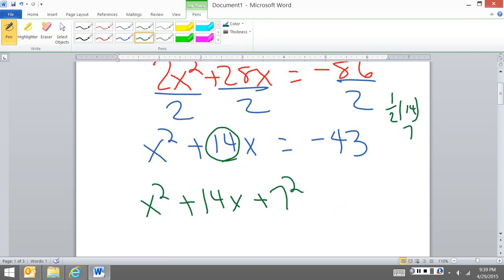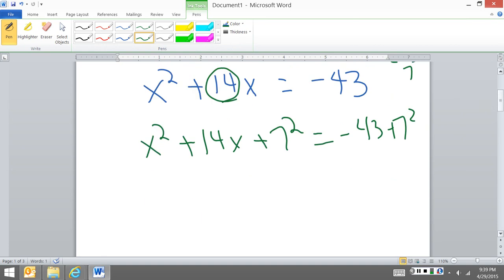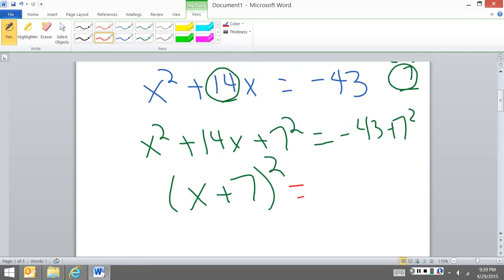Then this side always becomes x plus this number we got up here, squared. That's what we were doing in completing the square. That's the whole point of everything we just did. And over here we just work out the math. So this is 49. So negative 43 plus 49 gives us 6.